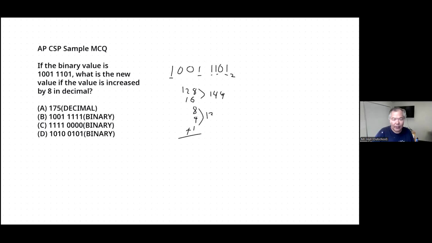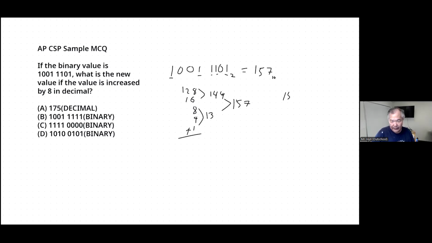So what is 144 plus 13? That is 157 in decimal. So this is equal to 157 in base 10, which is what decimal is. Binary is base 2.